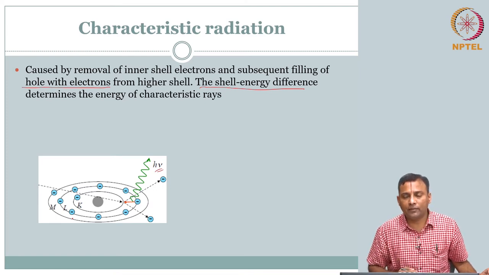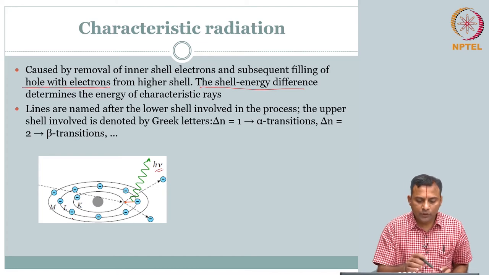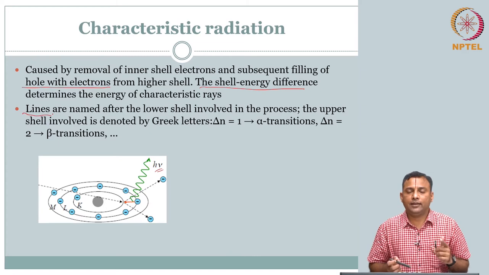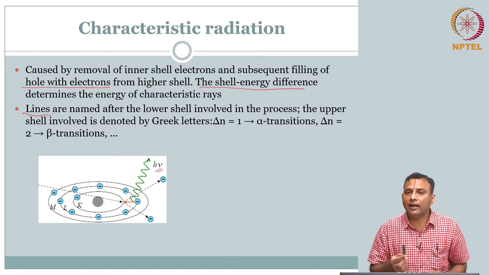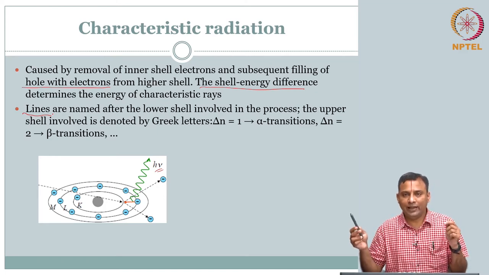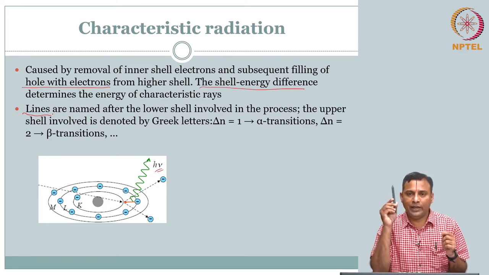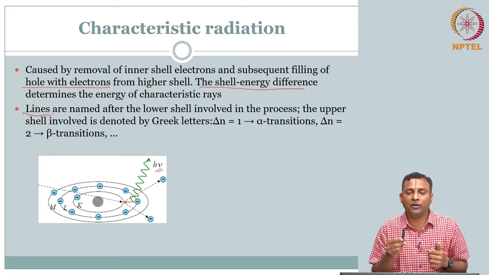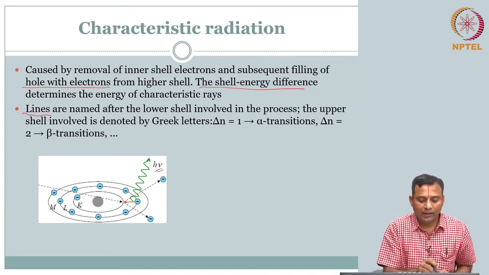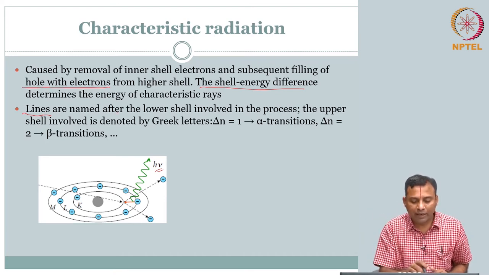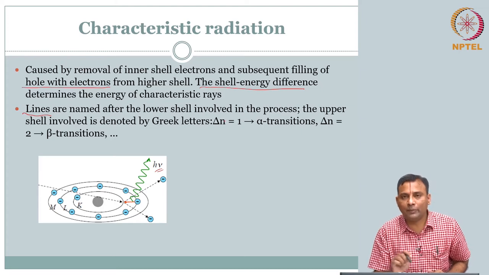communicate this, right? So, what they do is the lines are named. These energy levels are discrete, right? So, if you do the spectrum of energy, you will have lines only at certain discrete locations. You will have the characteristic X radiation depending on what is the characteristic. So, these are what is considered lines in the spectrum. Remember, spectral lines. Lines are named after the lower shell involved in the process.